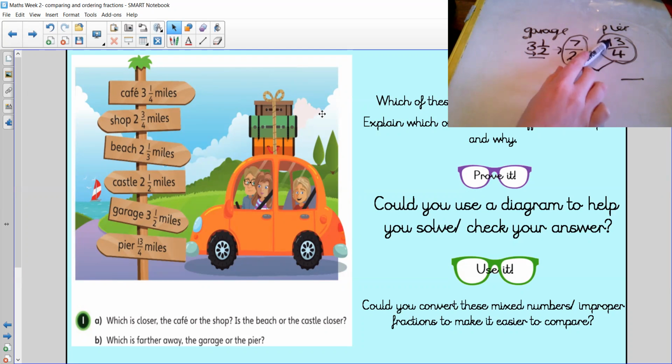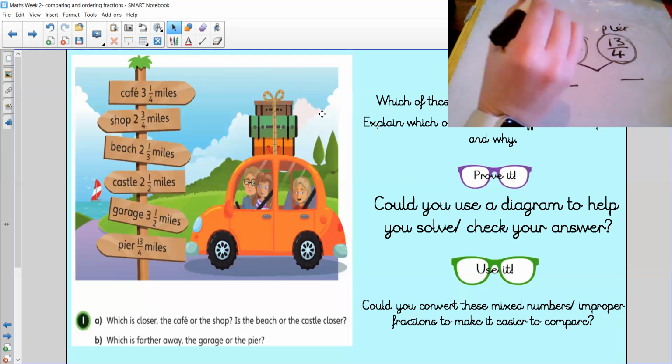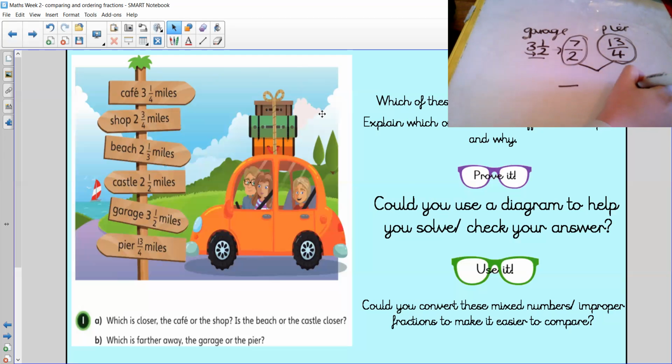But what do I notice about 13? 13 is actually an odd number. So am I going to be able to half that easily to give me an accurate sort of fraction that I can work with? No, because it's an odd number. So I'm not going to be able to half it. So what I'm going to do is leave the quarters as they are, and I'm going to convert 7 halves into quarters. So I can actually draw this to help me. So I've got 1, 2, 3, 4, 5, 6, 7 halves there, sorry. Can you see that? Now I want to convert them into quarters.